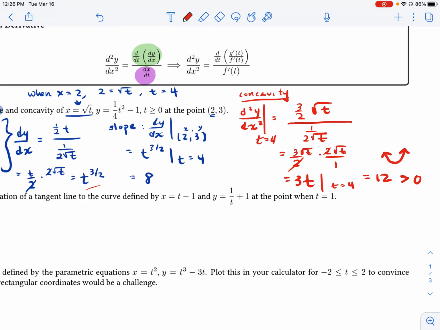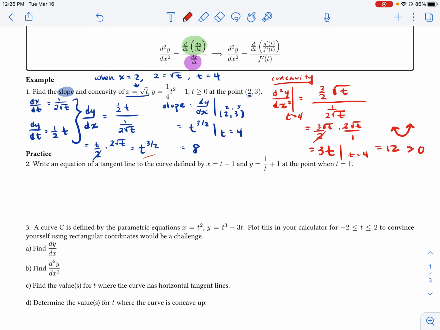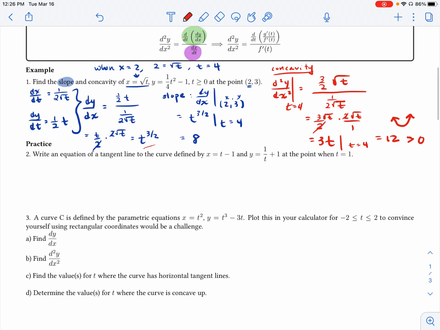So what we can now do, and you may want to just do this on your own real quick, is to put those parametric equations into your graphing calculator and look at the point 2, 3 and see, would it look like we have a tangent line there with a slope of 8, and is it concave up at that point? And both of those should be true because I said so. Just kidding, because we just did this problem here, okay?